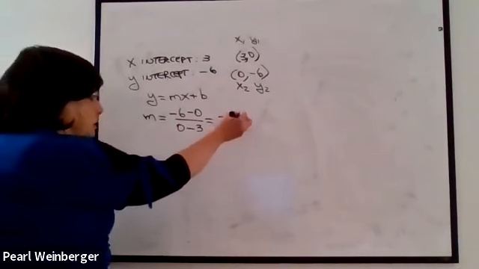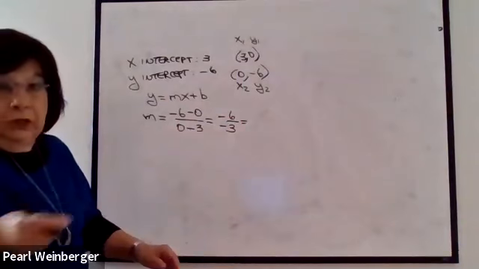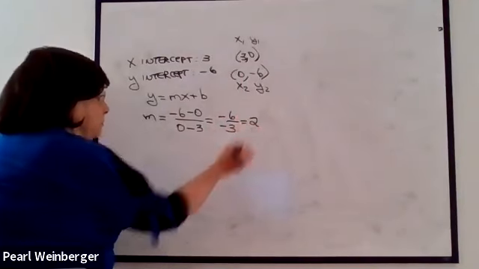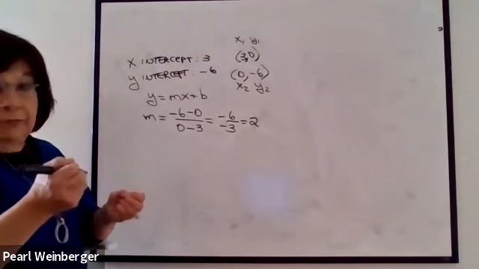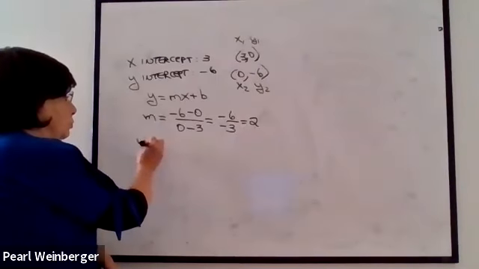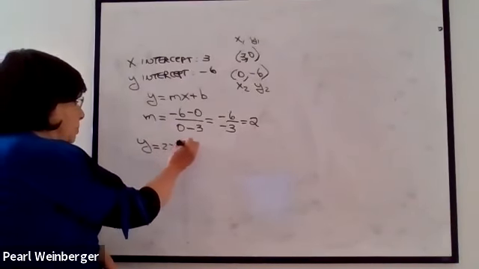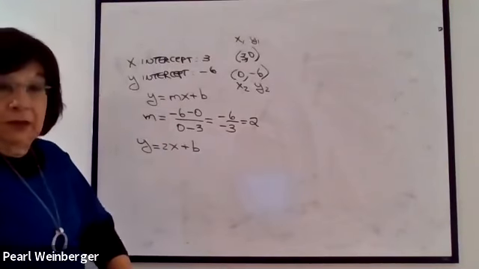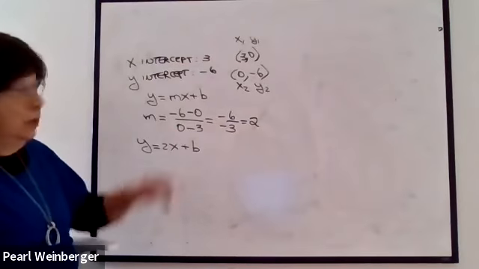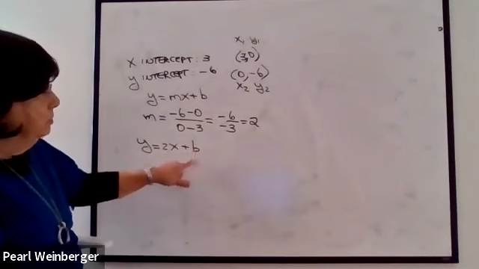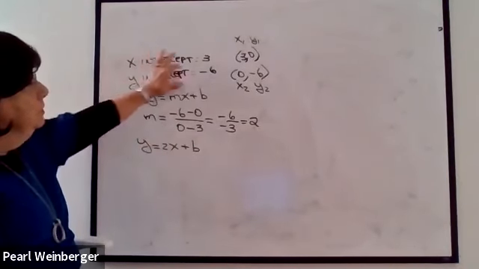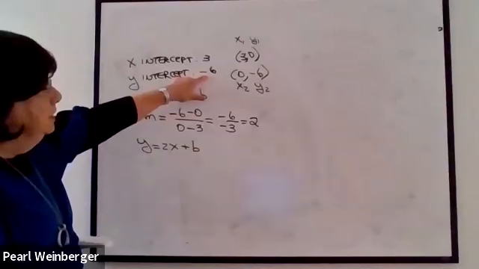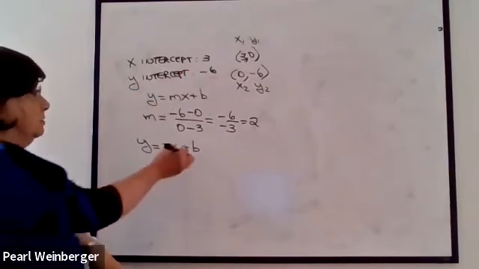And I can reduce this. I always want to simplify or reduce my slope if I can. -6 divided by -3 is +2. The slope of this line happens to be 2. So here's my equation, y equals 2x plus b. We still have to work on the b, but remember what the b is. The b is the y-intercept. The m is the slope, the b is the y-intercept. And I don't even have to do any work because I was told specifically that the y-intercept is -6, which means that the b has to be -6.